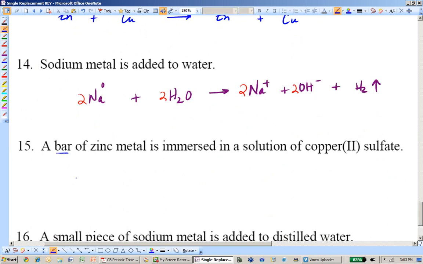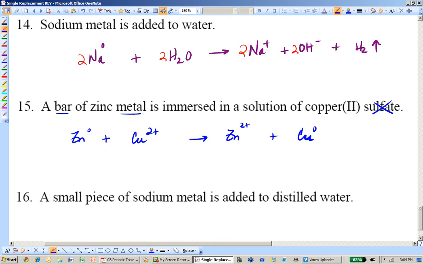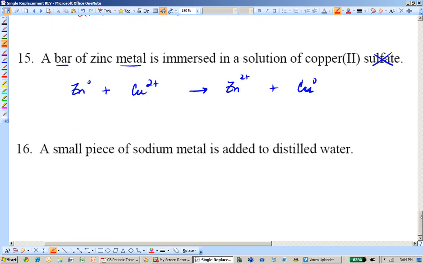A bar of zinc metal, which implies a solid, is immersed in a solution of copper 2 sulfate. Again, neither copper nor zinc are the 6 elements that are insoluble with sulfate when ionized. So Cu2+. What was a metal doesn't stay a metal, it becomes an ion. And what was an ion becomes a metal, or at least it becomes reduced. So you again could go to copper 1+ if you wanted, and just balance your equation correctly, and it's fine. But my equation is balanced, so I don't even have to worry about it. I'd get that point automatically.